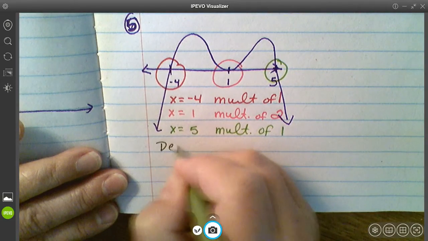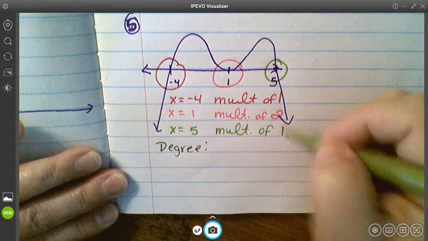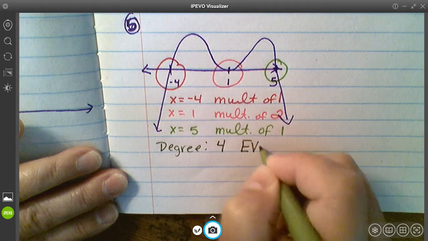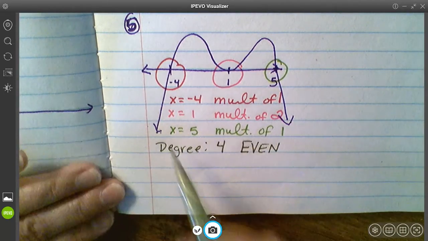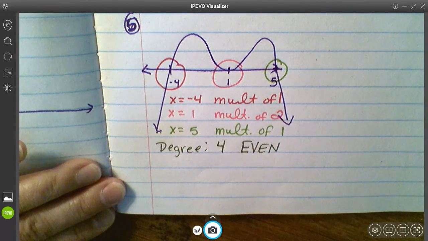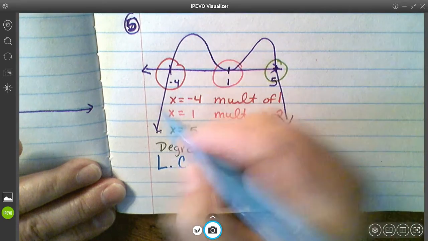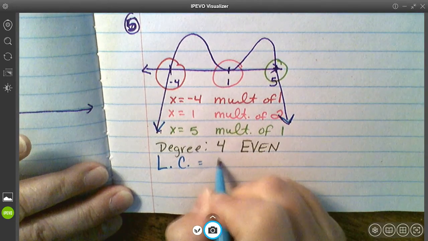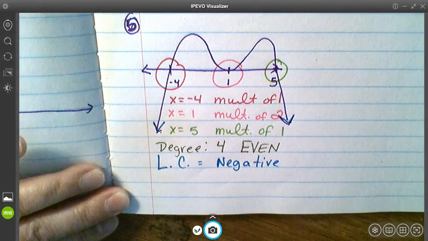So when we're trying to determine the degree of this function, I have 1 and 2 and 1. That together is 4, which is an even number. And my picture supports that because both of my ends are going in the same direction, which is the way an even function behaves. The leading coefficient for this one is going to be negative because this function is opening in the downward direction. So that's a negative. That symbolizes that we have a negative leading coefficient.